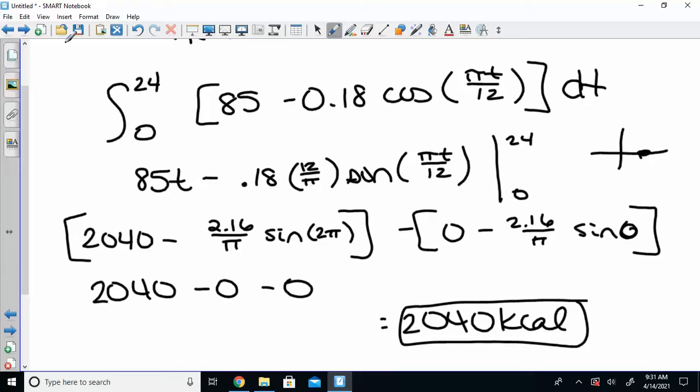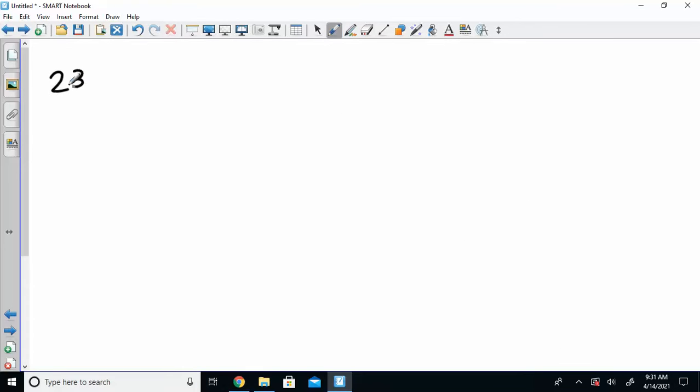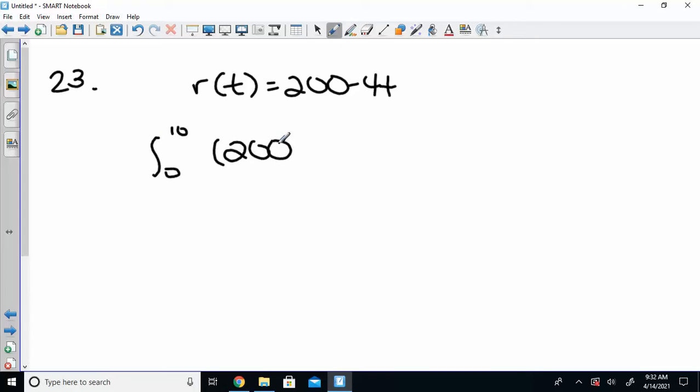Okay. Problem number 23. Water flows at the rate of 200 minus 4t liters per minute, where t is between 0 and 50. Find the amount of water that flows from the tank in the first 10 minutes. So what am I going to integrate from? 0 to 10 of the 200 minus 4t.